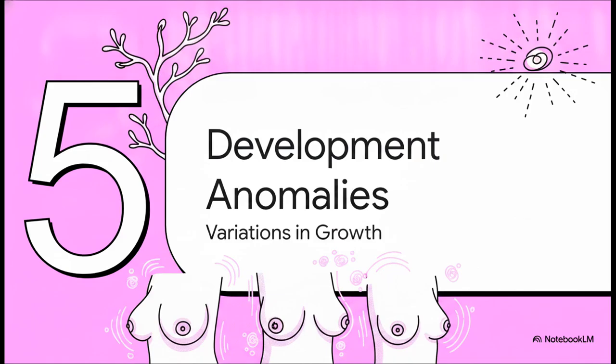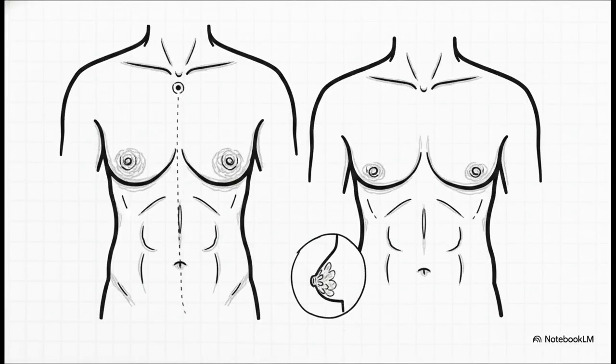Finally, let's look at Section 5, Developmental Anomalies, Variations in Growth. These variations are so interesting because they tie directly back to our embryonic development. In the womb, mammals develop a milk line or ridge, and sometimes extra breast tissue or nipples just develop along this line. Polythelia refers to supernumerary or extra nipples. Believe it or not, these are incredibly common and are often just mistaken for simple moles. Polymastia is the much rarer development of an entire extra breast.